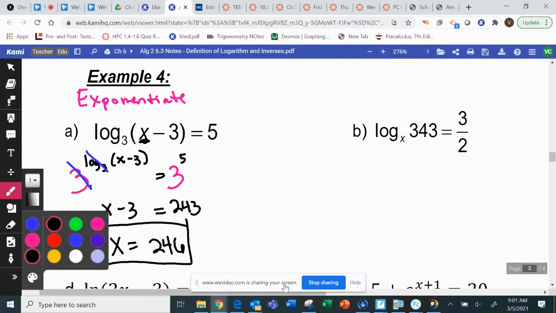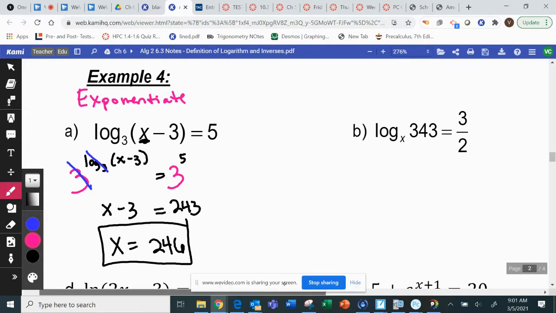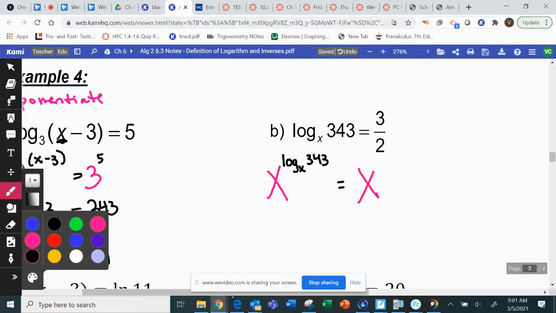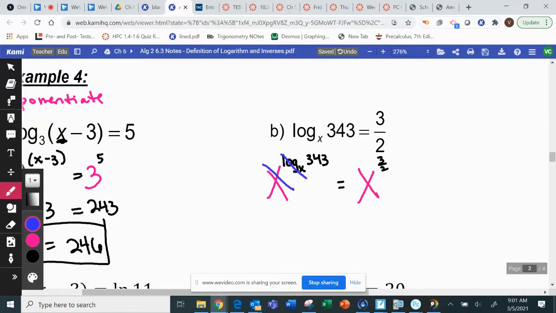Jacob, do you know what base I need to use? I need to use x for my base. So I'm going to do x to the log base x of 343 equals x to the 3 over 2. Now I have the logarithm gone. So I have 343 equals x to the 3 halves.